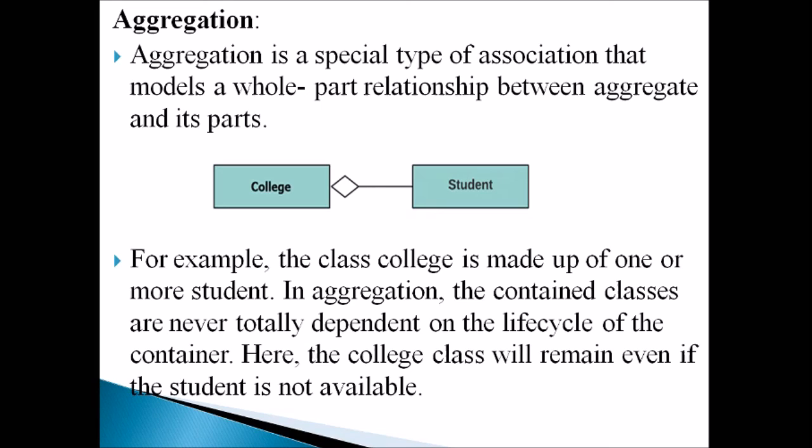Okay. Here actually the college is made up of one or more students. Students are going to be in the classroom. Even if the students are not there, the class may remain in the college. That is what is called aggregation.